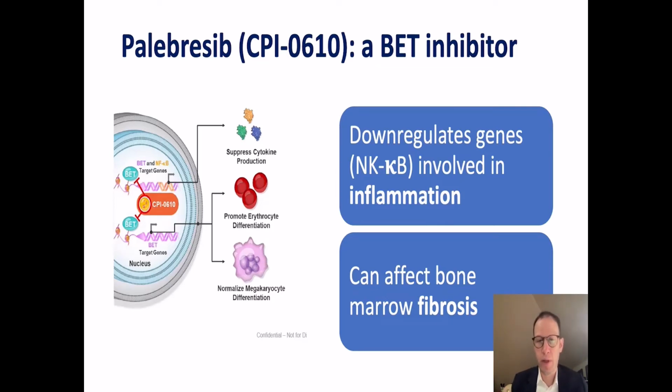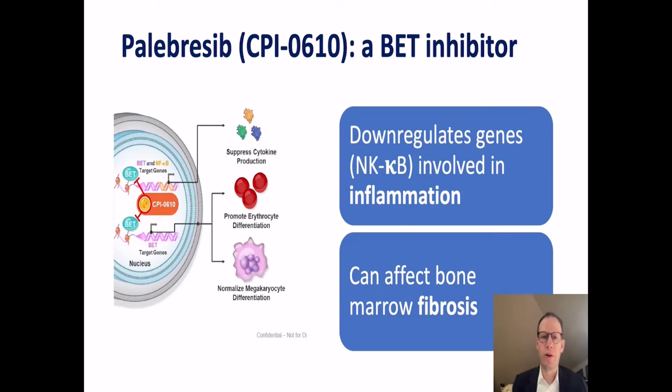JAK2 inhibitors. Okay, so one of these drugs that seems to be quite promising is pelabresib, or CPI-0610 when it was first named. So it's a BET inhibitor. Okay, and it acts very differently. What it does is it will affect transcription, that means the production of proteins that have an impact on the number of cytokines. Cytokines are just the molecules that allow communication in your blood. So when you have an infection, you have lots of cytokines, for instance. These contribute to making people who have myelofibrosis feel very sick.